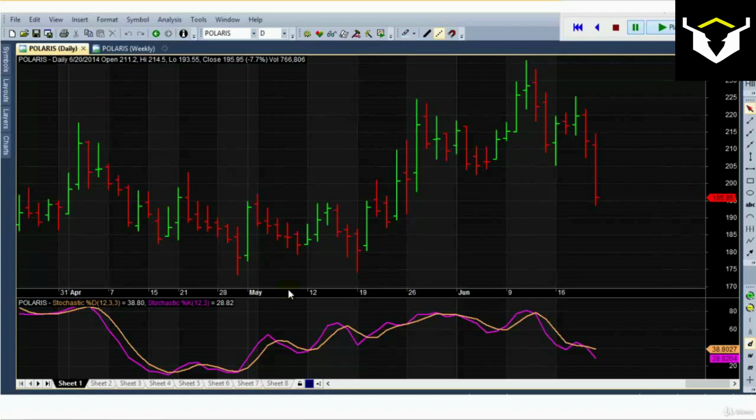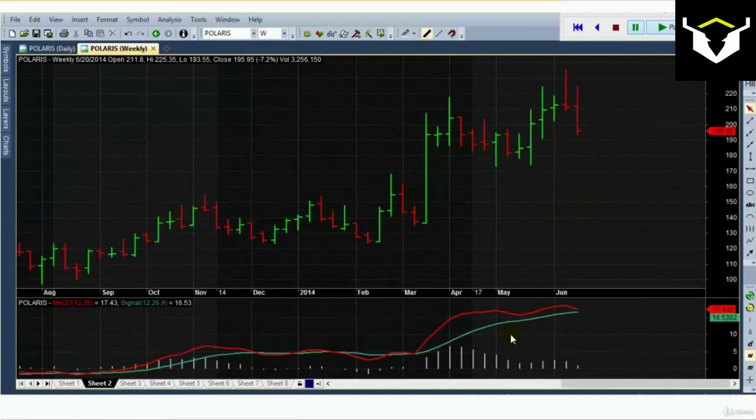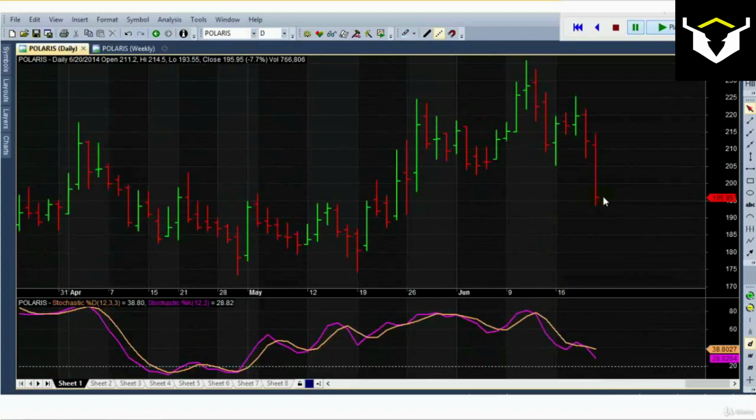Following is the Polaris daily chart as of the last bar, which is 20 June 2014. The stock has made a new low. Stochastic oscillator is negative. We'll take a look at the higher time frame first. Higher time frame MACD is positive, the histogram is positive, and MACD is above its signal line, indicating that the stock must be traded towards its upside. So once stochastic reaches the oversold zone, we can look for a buy trade.